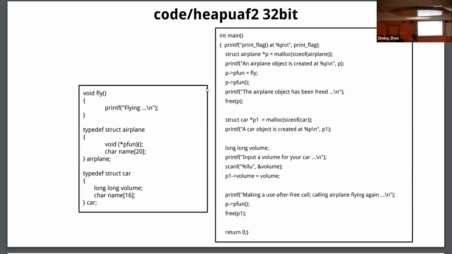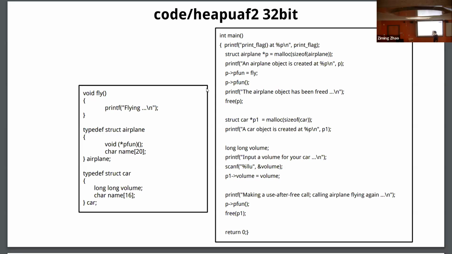This is the second version, slightly different to make it easier. We are also doing 32-bit; this one we need to do in 32-bit because I designed it that way. The airplane and car have the same size, 20 bytes. However, the volume here is 8 bytes on a 32-bit machine, and the name is only 16 bytes.